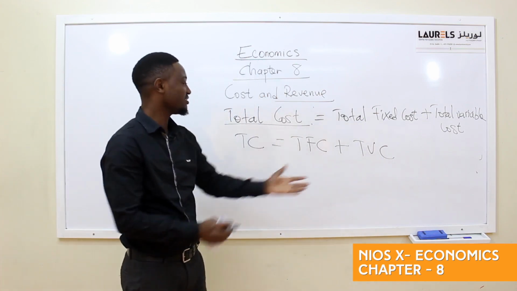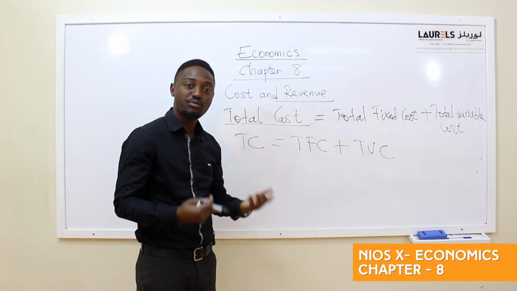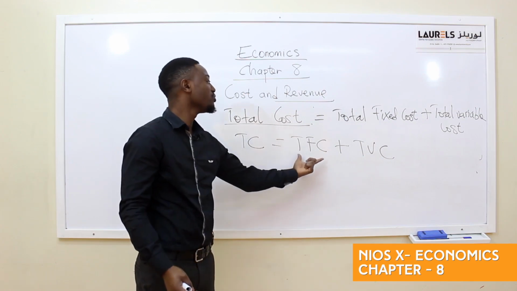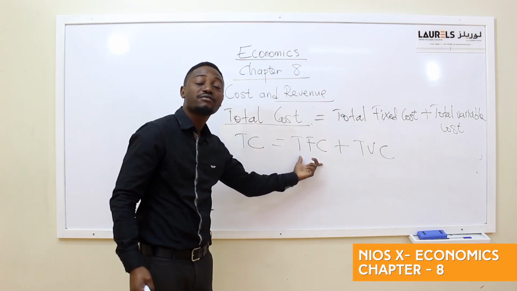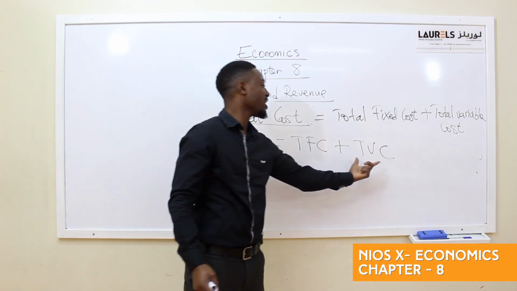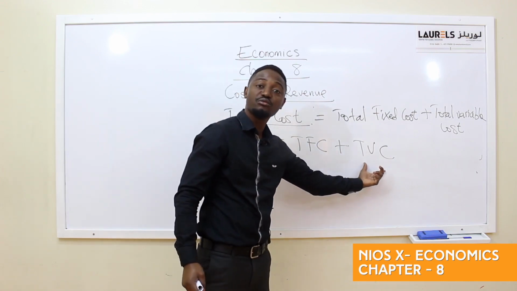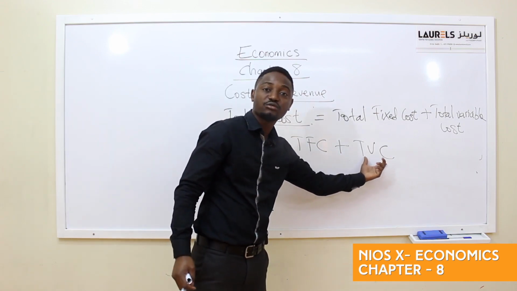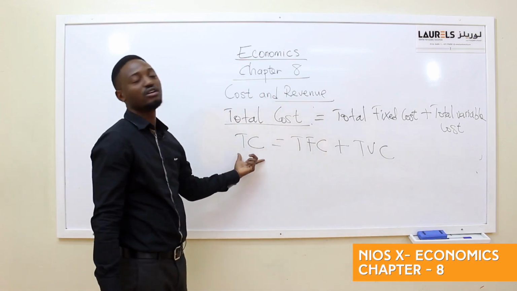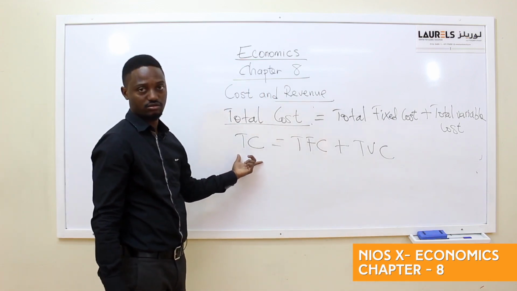The total cost is the sum of the total fixed cost and the total variable cost. When we add the money expenditure we make on fixed factors of production together with the money expenditure we make on variable factors of production, it will give us the total cost. All right.